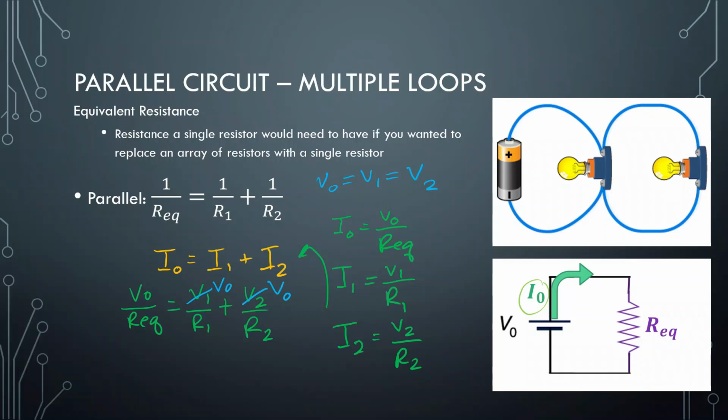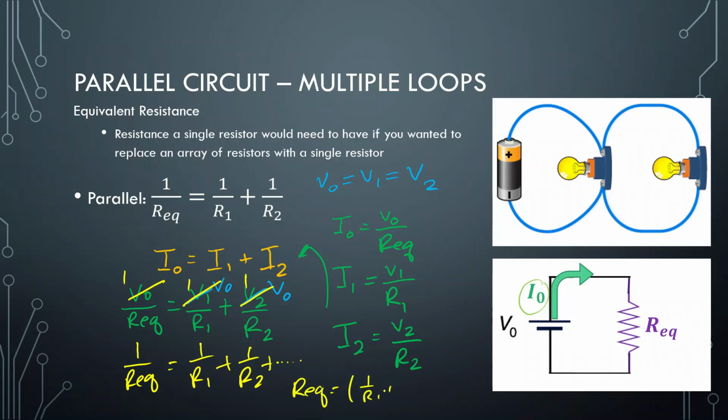And then I can see that each of these terms has V0 on the top, so they all cancel down to 1. So if I divide this whole thing by V0, I would get 1 over Req is equal to 1 over R1 plus 1 over R2, plus however many of those that I add. If I wanted to actually find Req, though, you just have to remember that you have to take the reciprocal of that term in order to actually finish out the calculation.